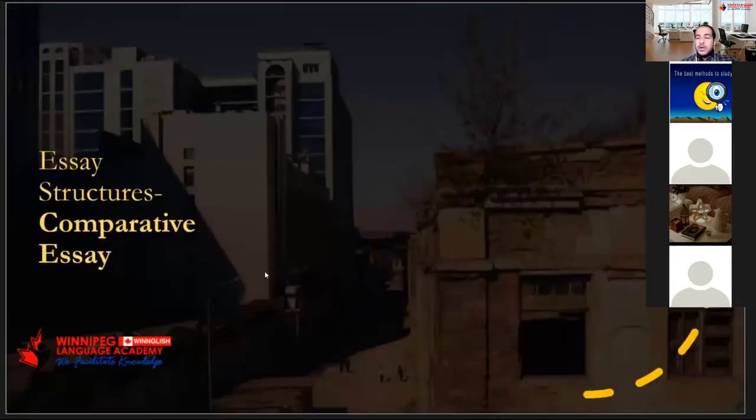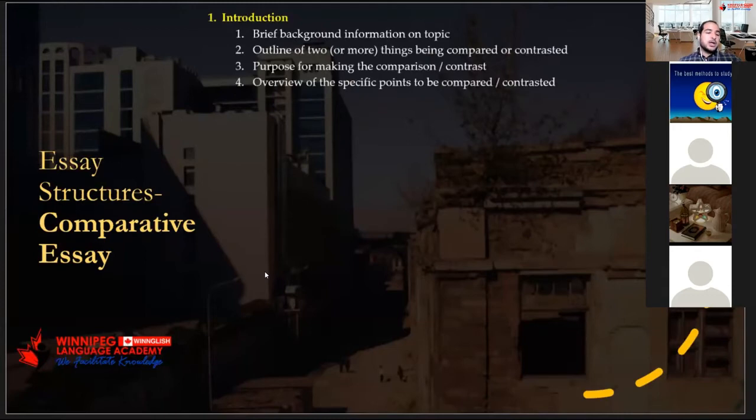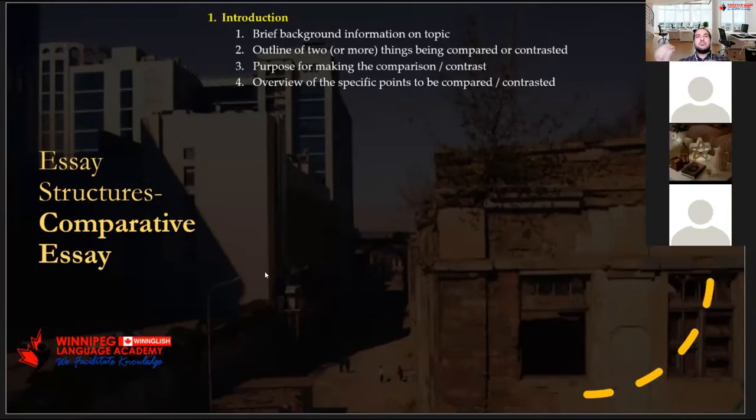Now, this is an essay structure of a different type, which is a compare and contrast essay. A compare and contrast essay is usually when we have 2 topics or 2 cities or 2 places, and we want to compare them. Compare means mentioning similarities, and contrast means mentioning differences.